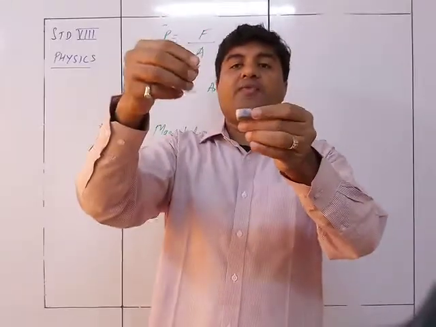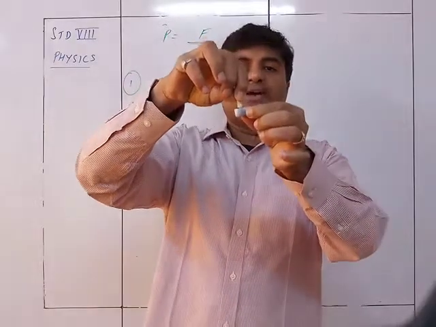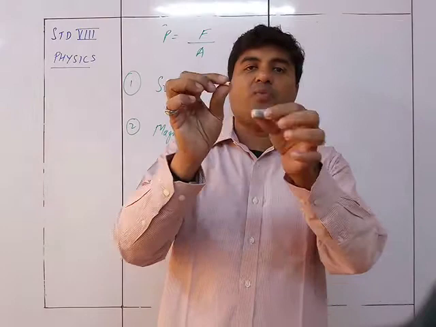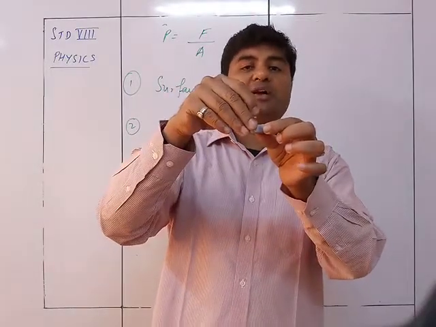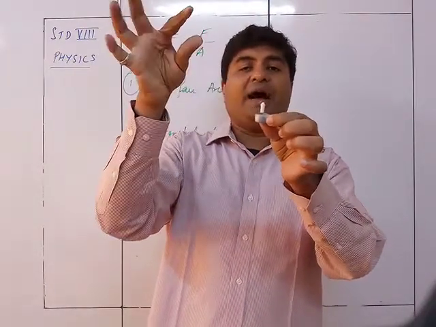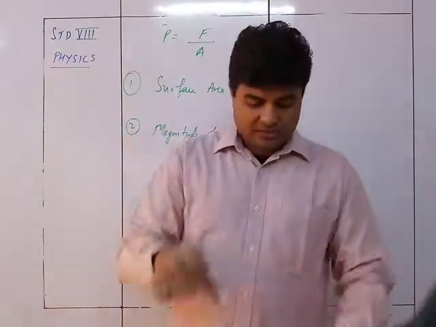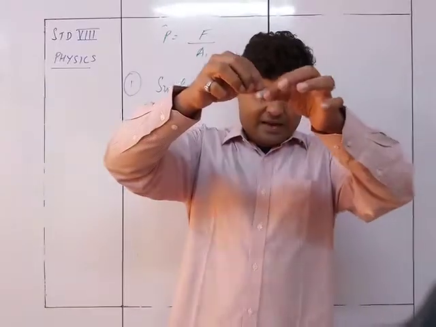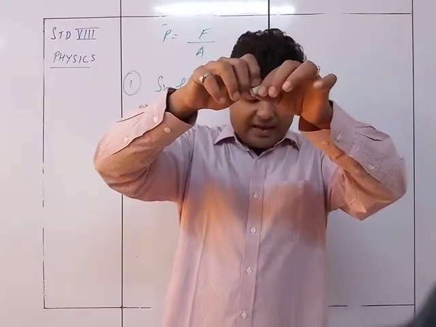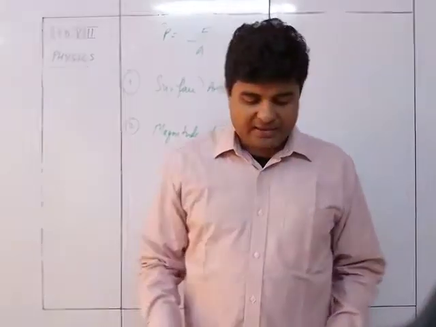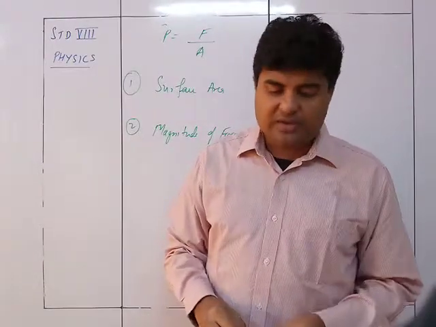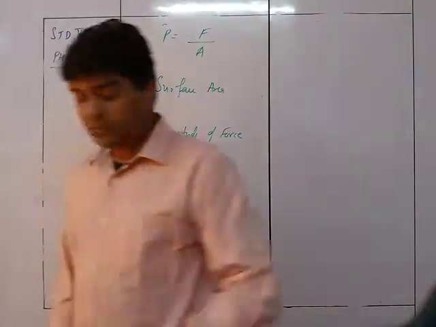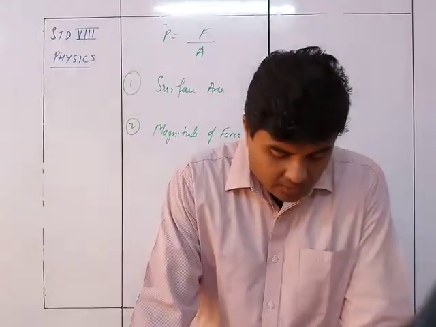But if I try to put it in like this, it is not possible. Why? Because when I apply a force, this area being very small, the pressure exerted becomes very high. So hence this is easy. That's what we are saying: applying the force, the pointed end will exert greater pressure as the area of contact is small, hence it will go deep into the given surface. So this is the example of the pin.